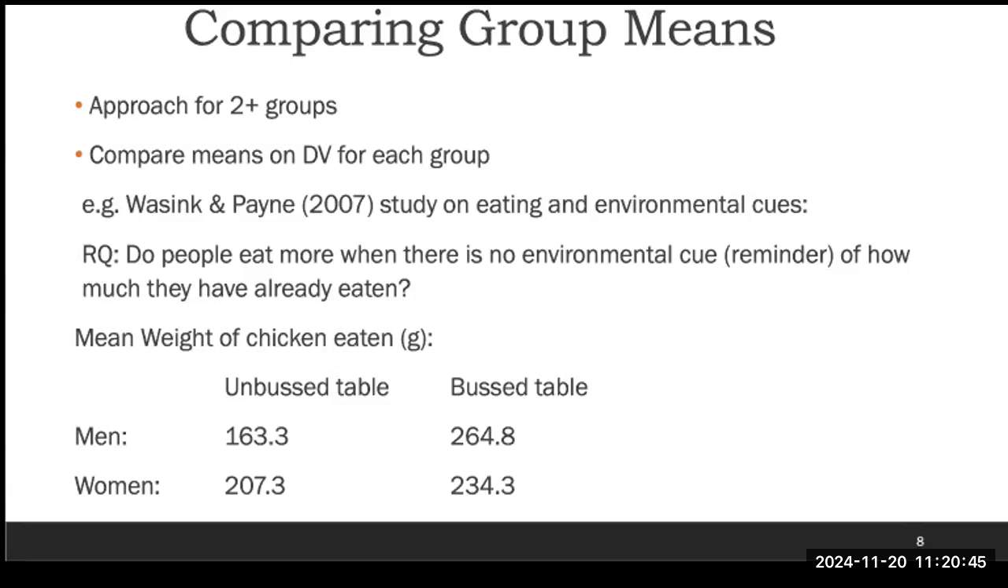But this is an example of where you're comparing the group means. You're looking at a group mean of chicken wings eaten by men and chicken wings eaten by women, and you can see the difference. And so it was interesting because the impact of environmental cues clearly affected men more than it did women. But again, what I'm hoping to show by these examples is how different types of data and analysis can be very informative. And these are simply descriptive statistics.